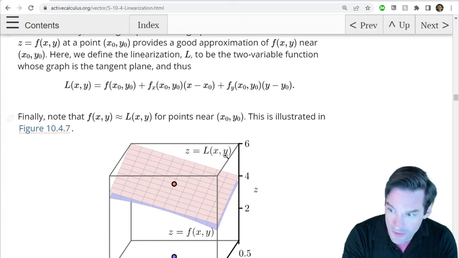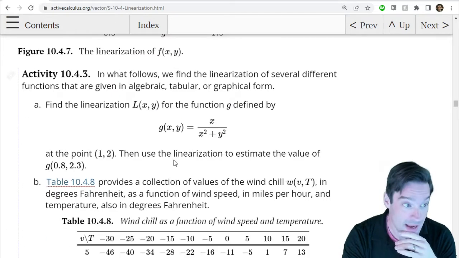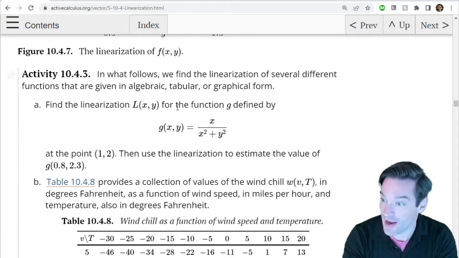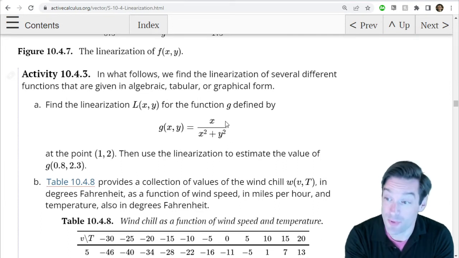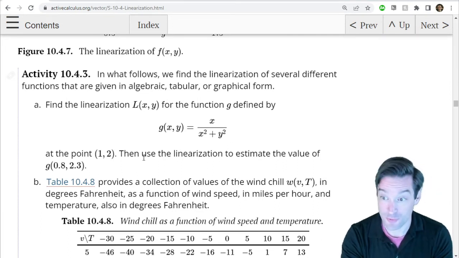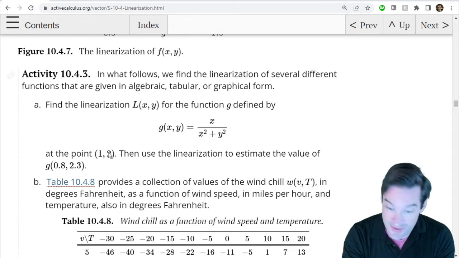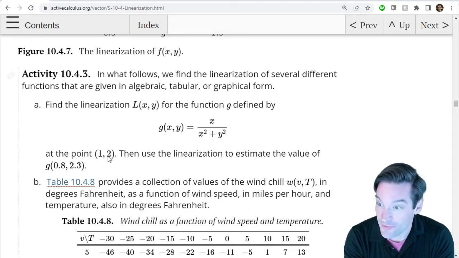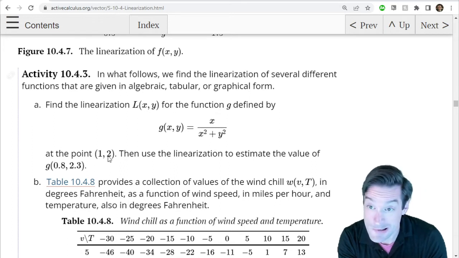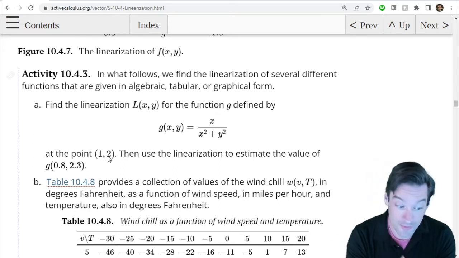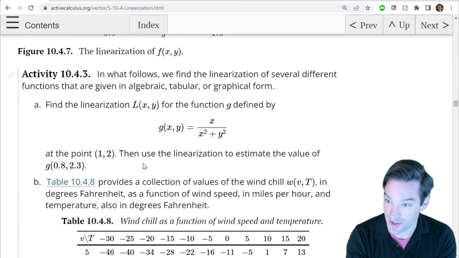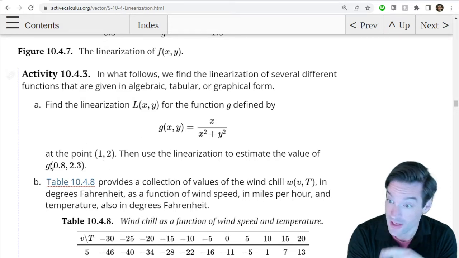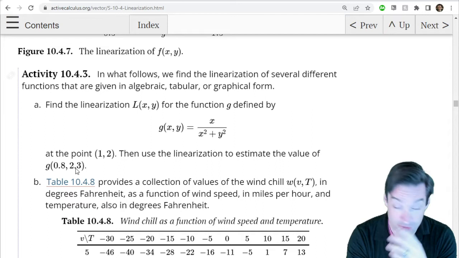So in this next activity, I'm only going to have us do part A for today. We have a not too complicated, but complicated enough function, x over x squared plus y squared. We have a point 1, comma 2. Maybe finding the value of this function at 1, comma 2 is not so hard, right? We can find a tangent plane and therefore a linearization function whose graph is the tangent plane. And then we want to use that linearization to estimate the value of this function at a point that's nearby to 1, comma 2, in particular, the point 0.8, 2.3.